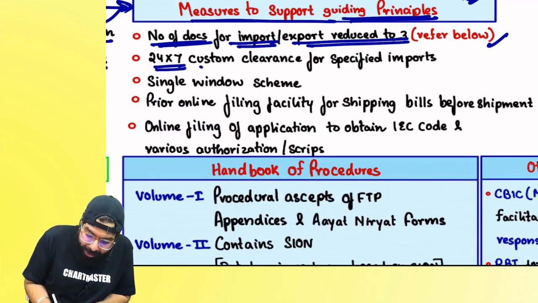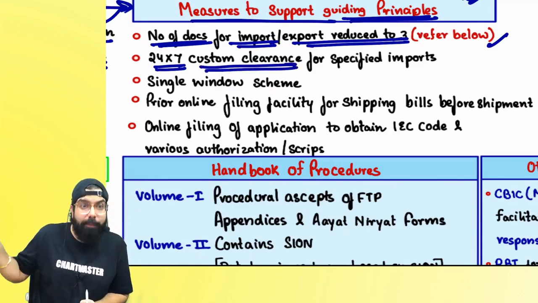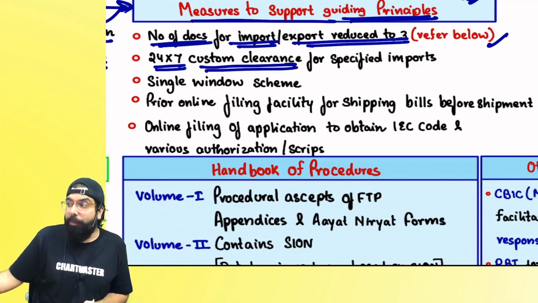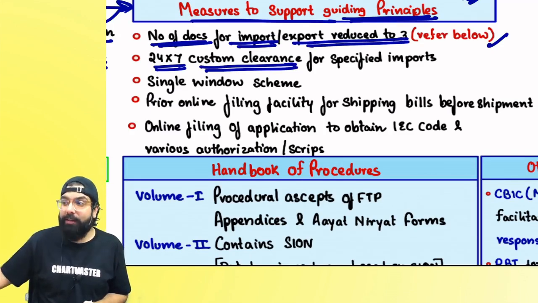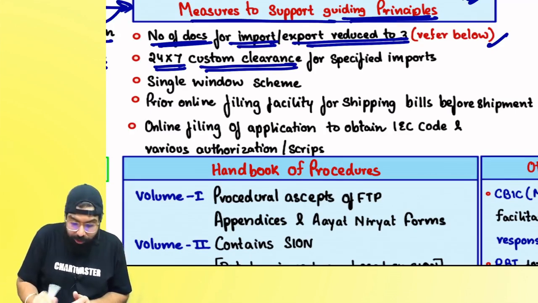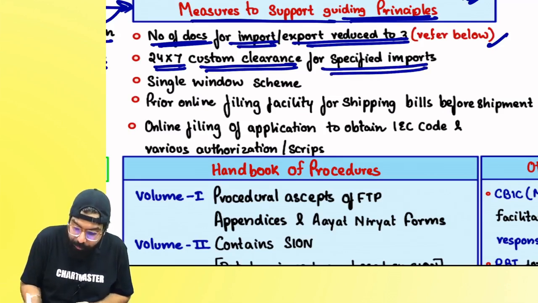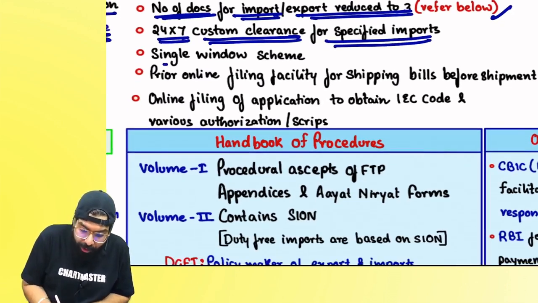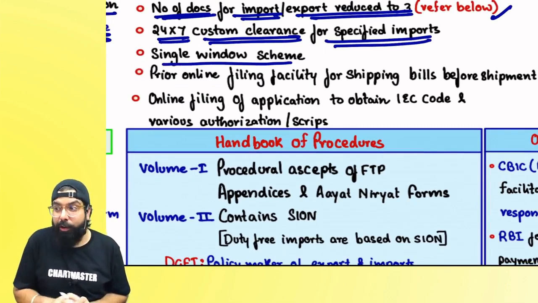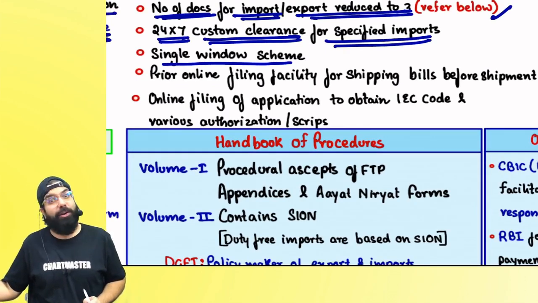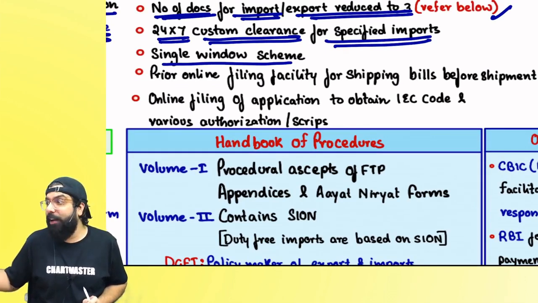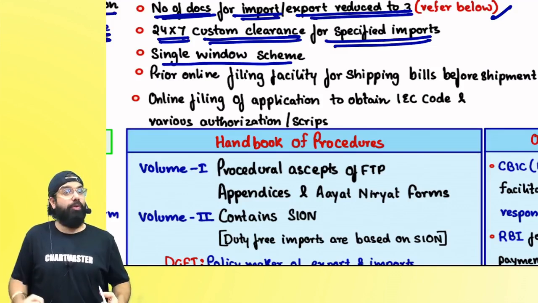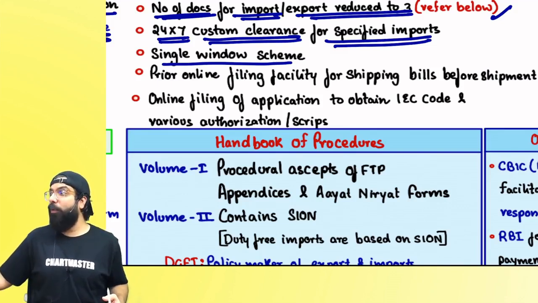Everyone, 24/7 customs clearance has to be there. It means the customs department has to make sure that 24/7 clearance is given. So, sir, 24/7 specific clearance for special import. Single window scheme has to be introduced, and SWIFT has been introduced. Single window clearance has been introduced in customs. So whatever is told in the foreign trade policy has to be followed by the customs.